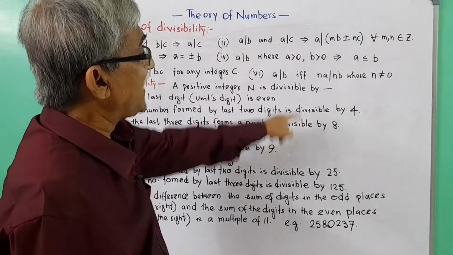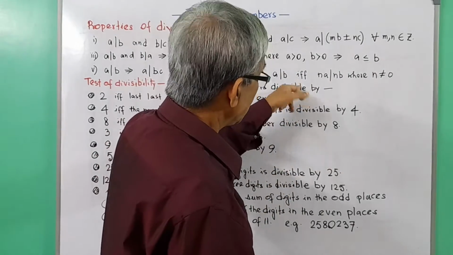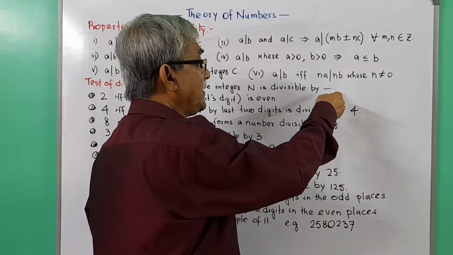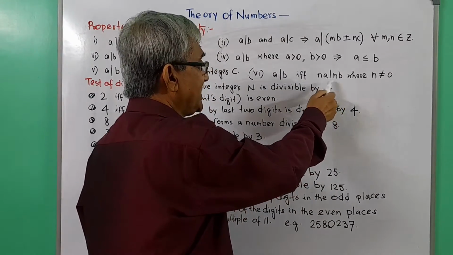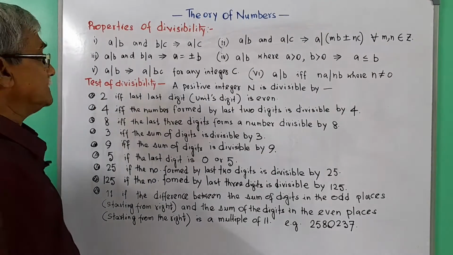What does iff stand for? IFF, double F. This means if and only if. A divides B if and only if NA divides NB, wherein N is not equal to 0.